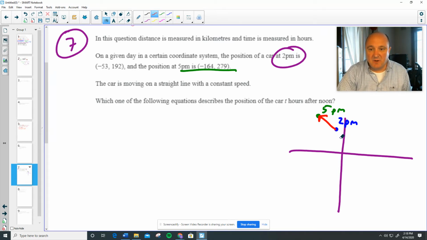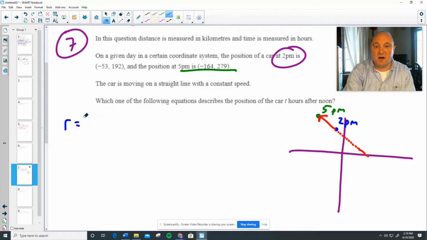All right, so let's keep reading. The car is moving on a straight line with constant speed. That's going to be true for all these vector questions. But that tells us that, in the past, it's been coming from this direction. Which one of the following equations describes the position of the car t hours after noon? So what they're really asking you to do is to write a vector line equation. So r equals position vector plus t times direction vector, or velocity vector in this case.